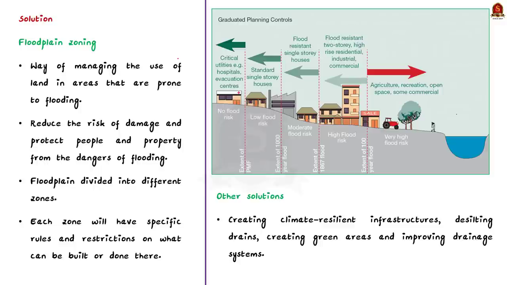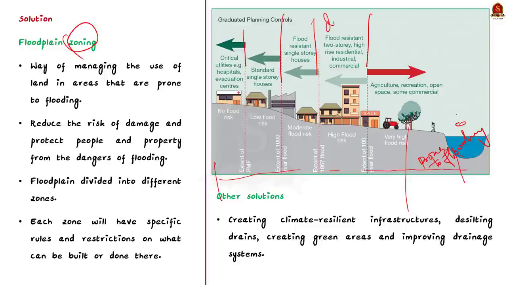See, the solution is proper floodplain zoning. Floodplain zoning is a way of managing the use of land in areas that are prone to flooding. The main purpose of floodplain zoning is to reduce the risk of damage and protect people and property from the dangers of flooding. Floodplain zoning basically involves dividing the floodplain into different zones. Each zone will have specific rules and restrictions on what can be built or done there.